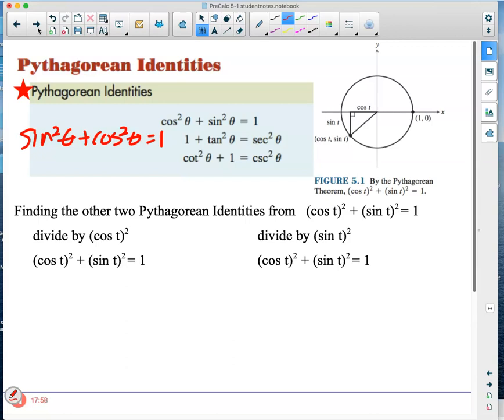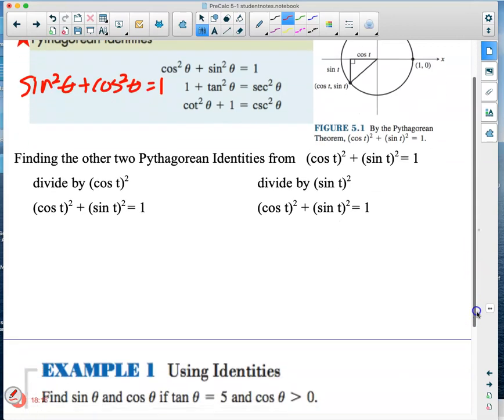The other two. Okay, Cedarholm, do we have to memorize those? Not memorize, but know. Yes, you have to know them. But here's what you're going to do. You're going to start with this one, because we all know this one: sine squared plus cosine squared equals 1. And you're going to very quickly develop the other two. Here's how. You're going to take sine t squared plus cosine t squared equals 1, and you're going to divide every single term by cosine t squared.